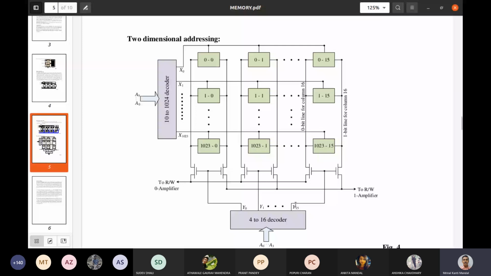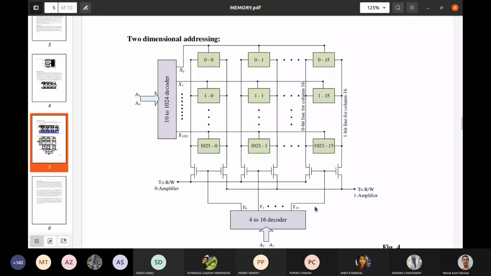How is it organized? So here the address lines A0 to A9, that is 10 address lines, are used to identify 1K different rows. It starts from X0 to X1023, right? And here you see this column decoder has A0 to A3, that is 4 bits. So it is a 4 to 16 decoder. So at a time one will be activated, that is Y0 to Y15, that is 16-bit memory.